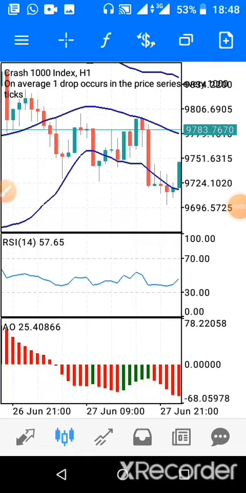A lot of you have been asking, how do I trade spikes in the market? How do I catch spikes in the market, both on boom and crash? So today I'm going to be showing you how to catch spikes on boom and crash.